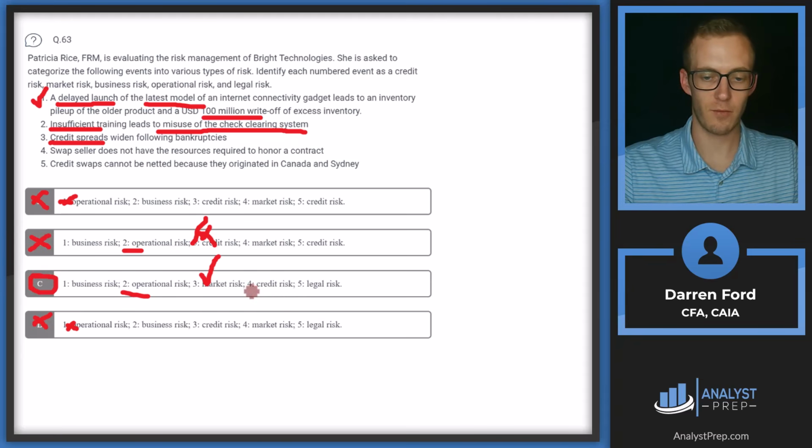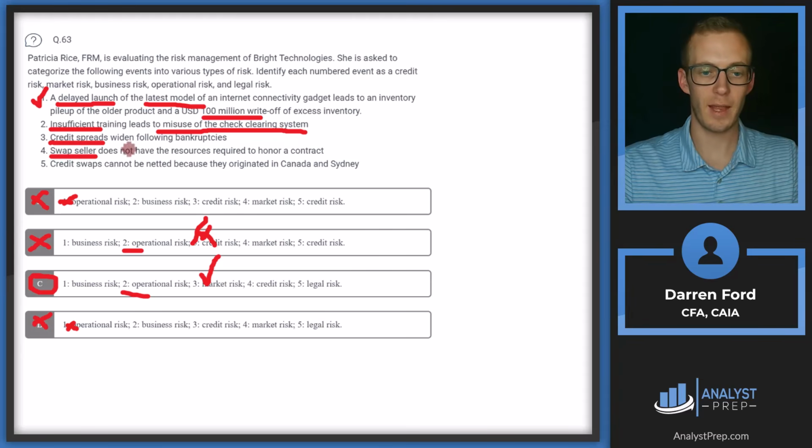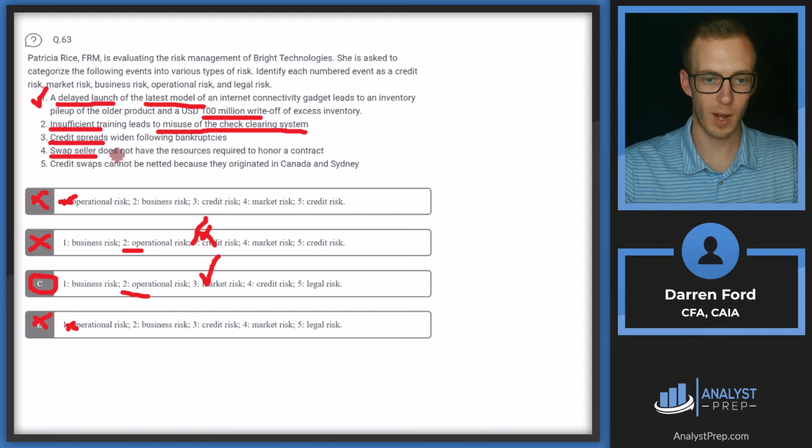Let's make sure that 4 and 5 fit into these 2 buckets. So 4, swap seller does not have the resources required to honor a contract. This is where it's a little easier to understand the credit risk. We're on the other side of this swap. We have increased credit risk here personally because they're not going to be able to pay us back. And so that is going to be a risk to our company. We're not going to be getting the money we should have from the swap.